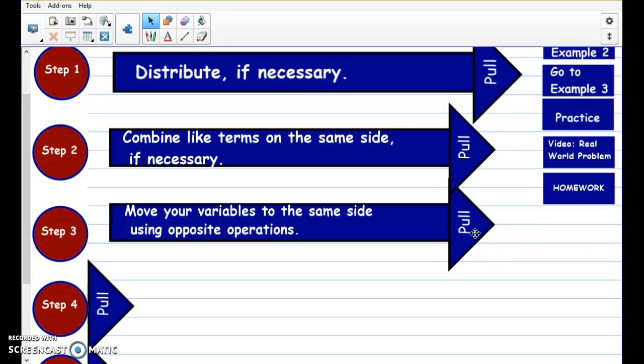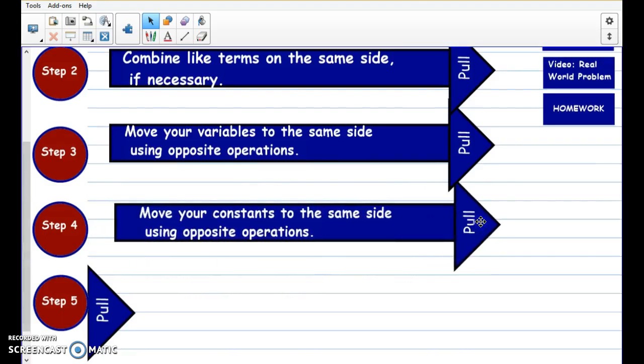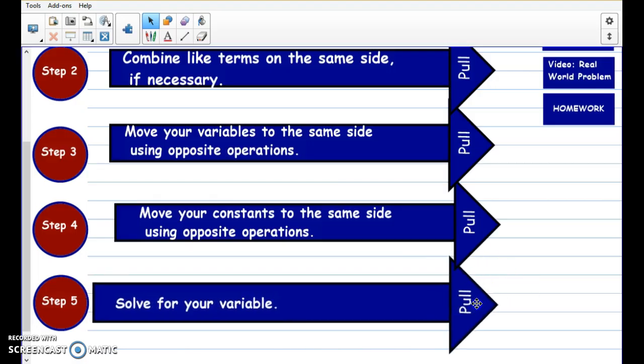Step 3, move your variables to the same side using opposite operations. So if it says 2x plus 4, then we're going to subtract 4 because it said plus 4. Step 4 is move your constants to the same side using opposite operations. Constants are your numbers, so plus 4, minus 4. Then last, solve for your variable. So let's go through an example.